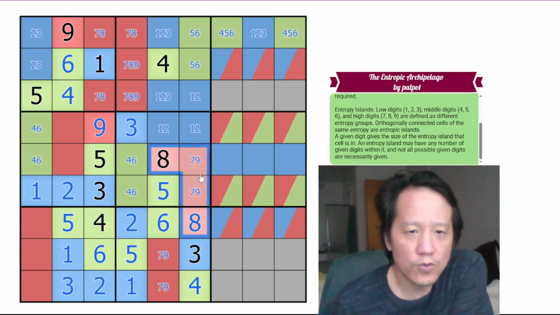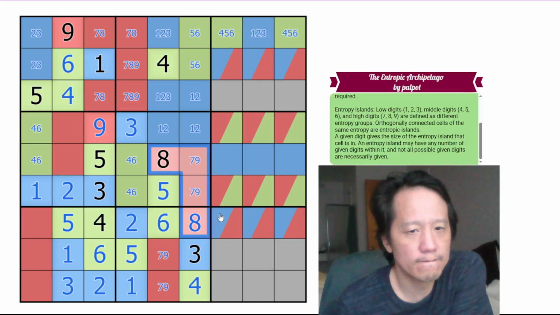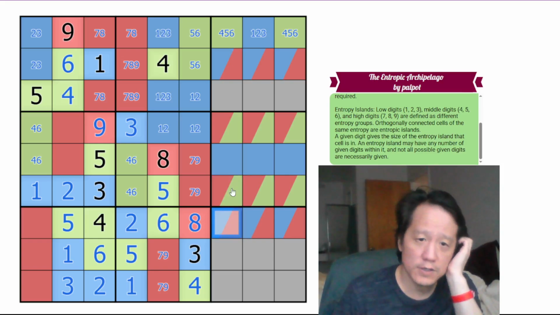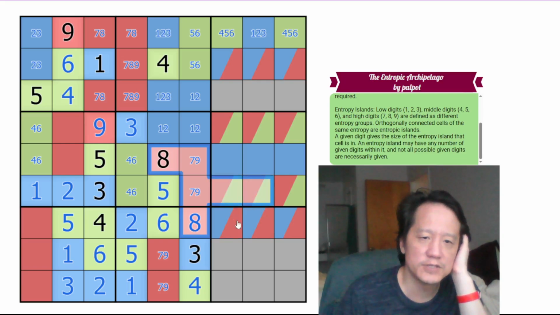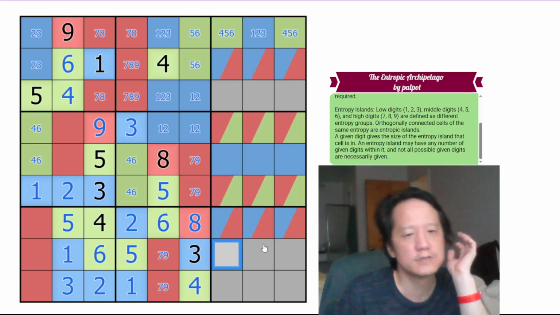Okay, we have 4 cells already on this island. We need access to... we can only get 2... I guess we get 2 here and 1 here at most, right? So that would be 7 on this island, so we need access to another one. So it could be something like this to here. And that would be 8.